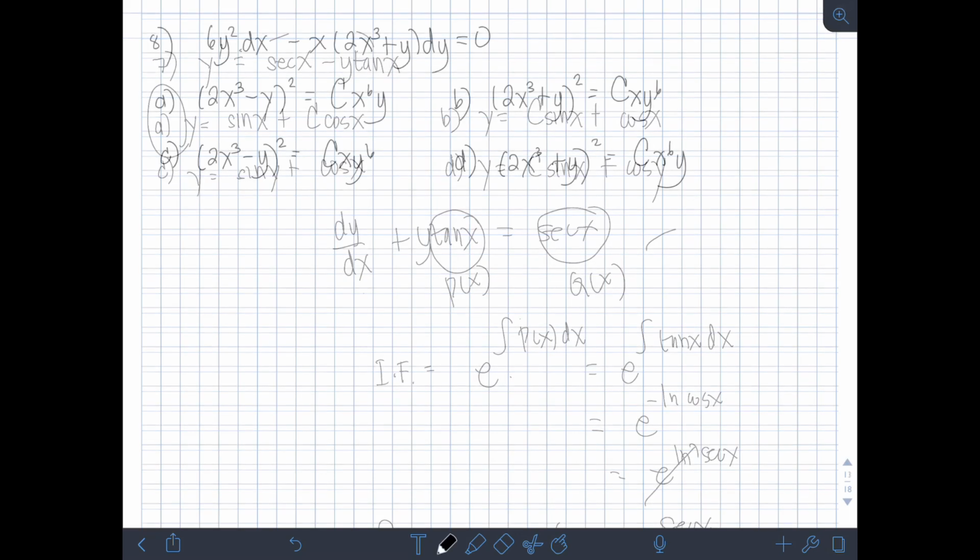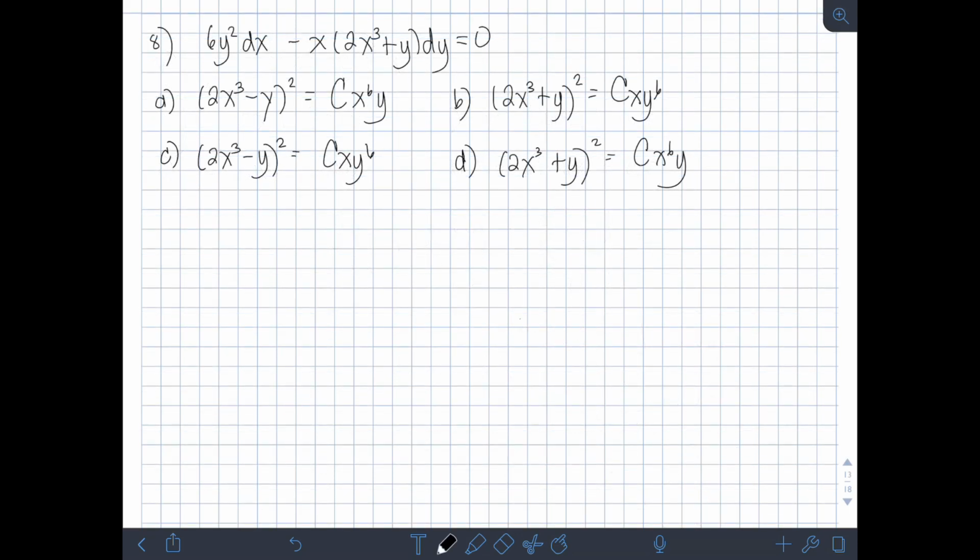Okay? Next, we have 6y squared dx minus x times quantity 2x cubed plus y dy equals 0. Okay, so obviously, hindi siya separable kasi meron ng operation in between x at y. Then, hindi rin homogeneous kasi hindi constant yung degree ng bawat term natin dito. Pero try muna natin i-manipulate yung equation. Check natin kung pwedeng maging linear.